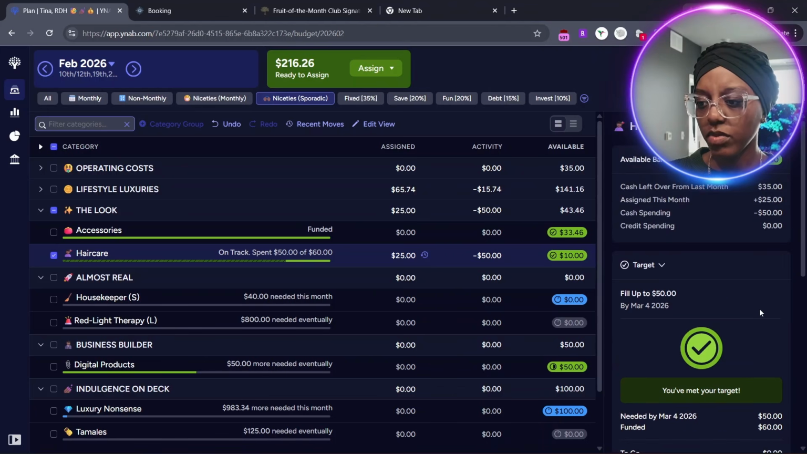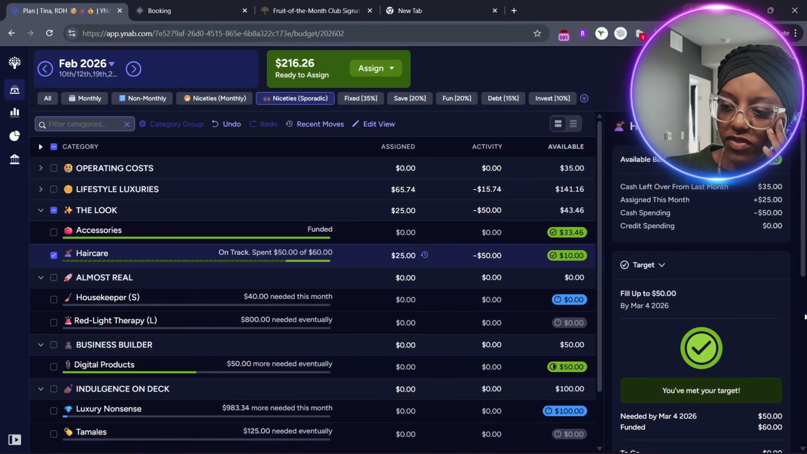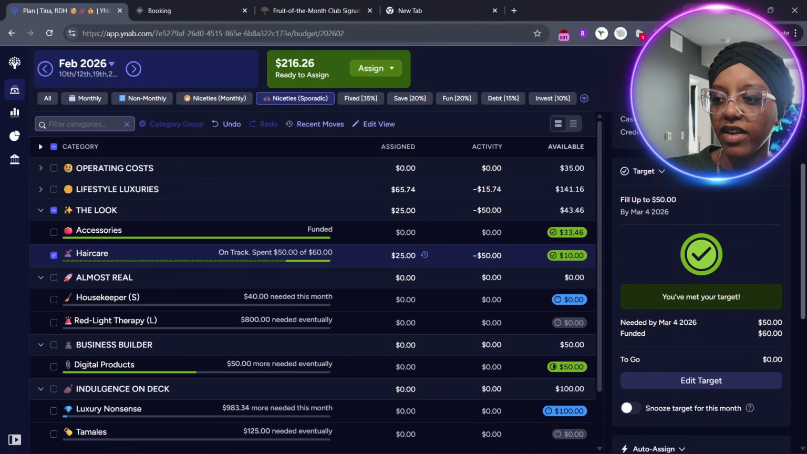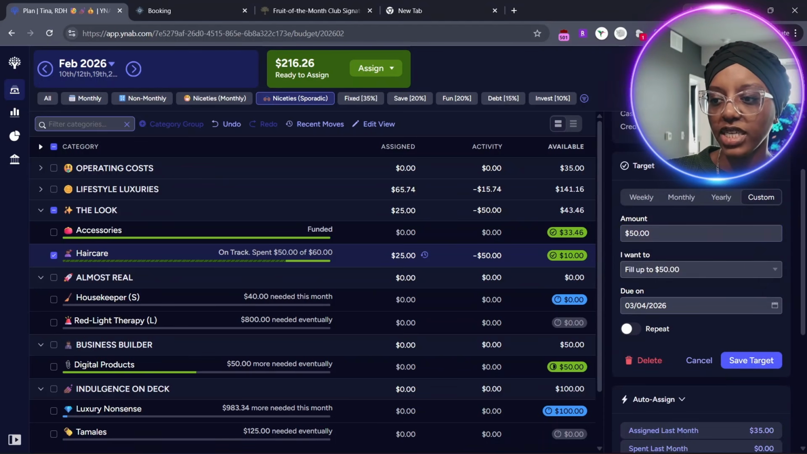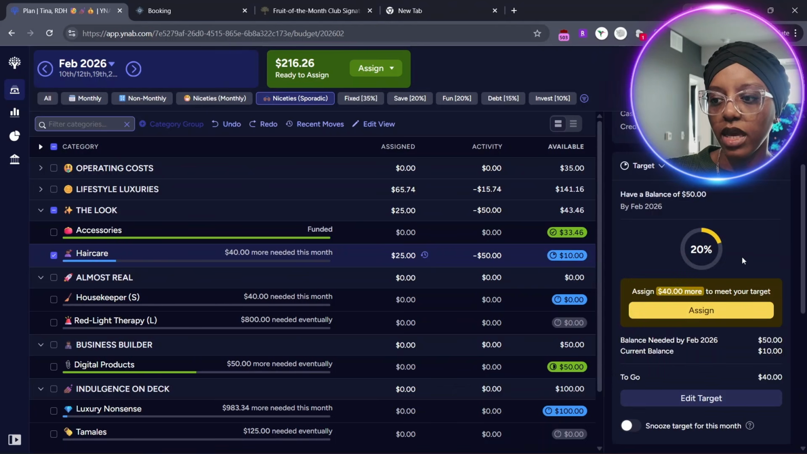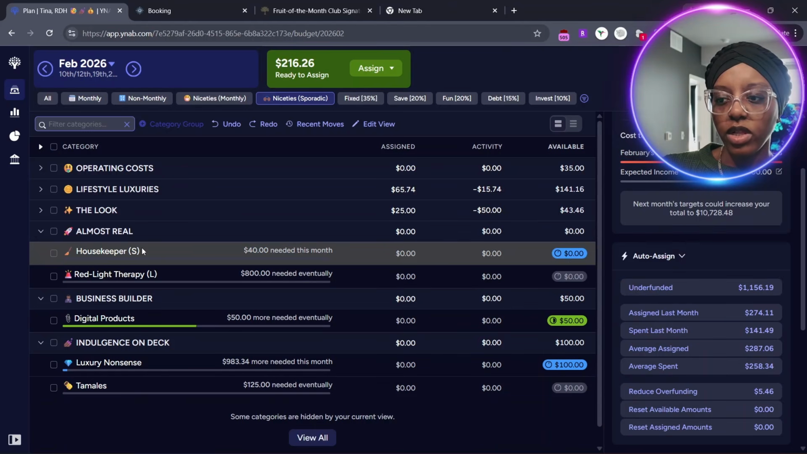What are you talking about? Oh my God. Needed by March 4th, 50, funded 60, but I've spent it. So we need to have a balance of, right? Is that what we just had it at? Let me undo it. It is. Oh, I think this is right. Yeah, this is right. We'll leave this the way it is. Sorry guys. Housekeeper, we'll clean our own house.